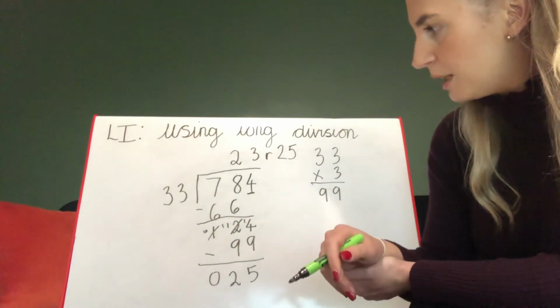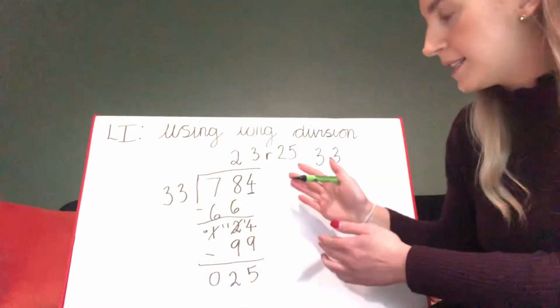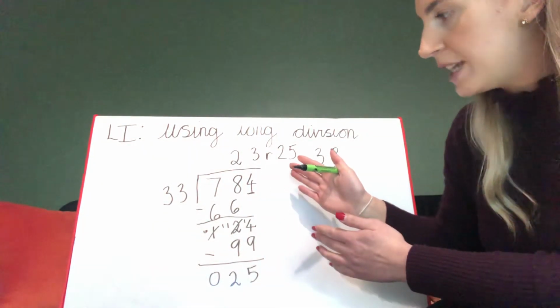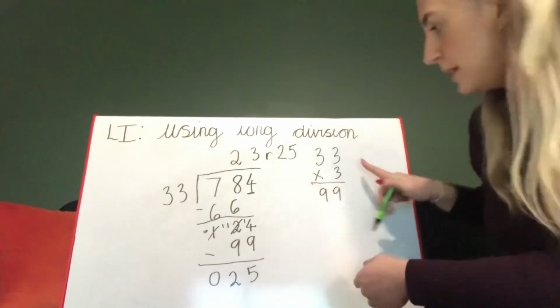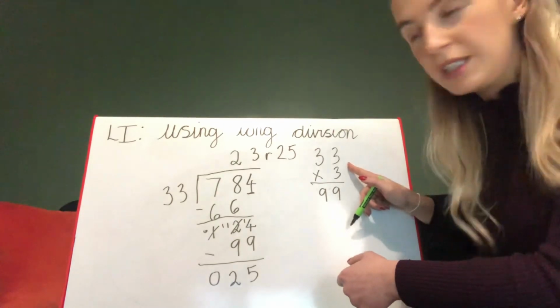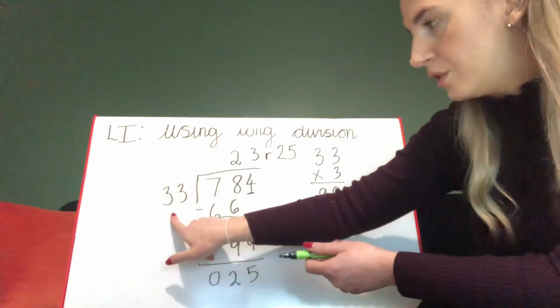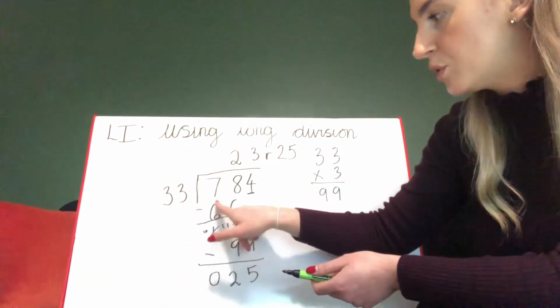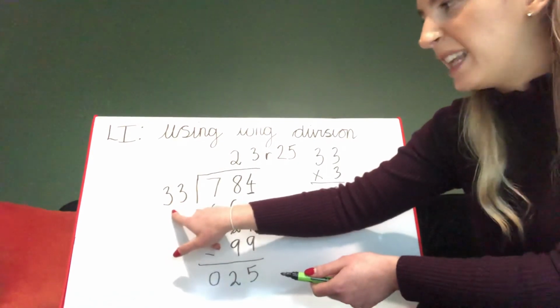So hopefully you were able to follow that, okay? And remember, it's just lots of practice. It's writing out very clearly, it's knowing your times tables, and also it's making estimations and a guess. Sometimes it might take you a really, really long time, but try and think, I knew that it wasn't going to fit into 78 three times, because that would be 99.